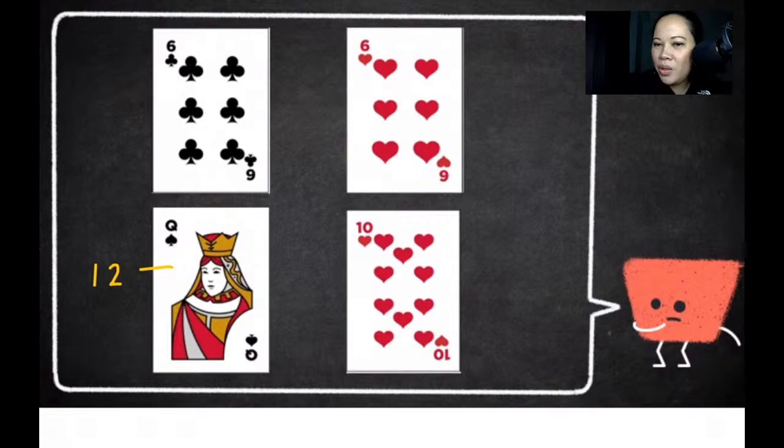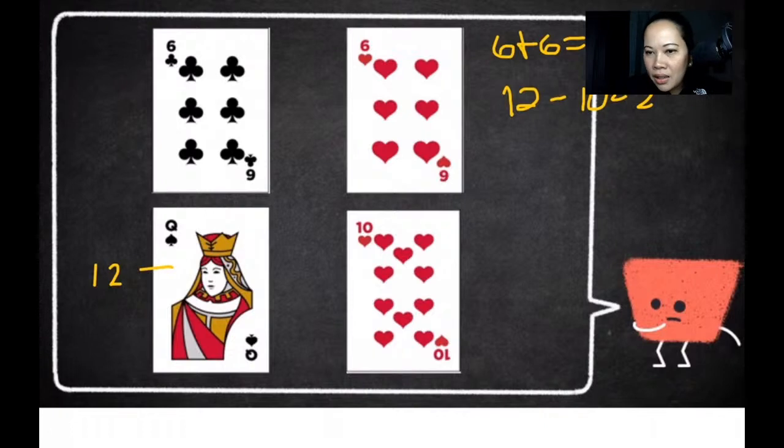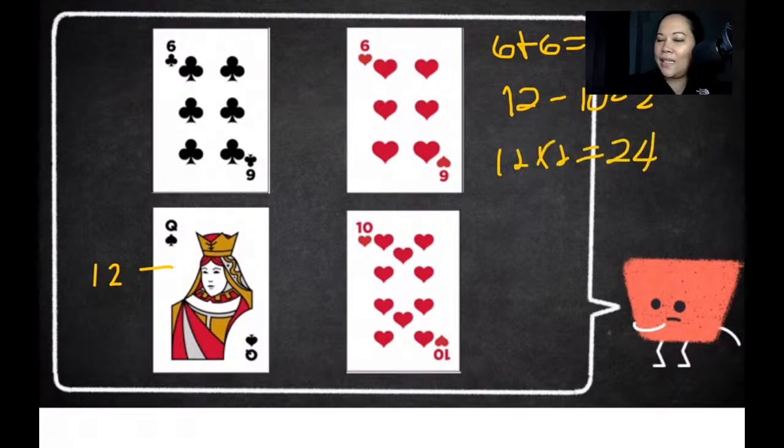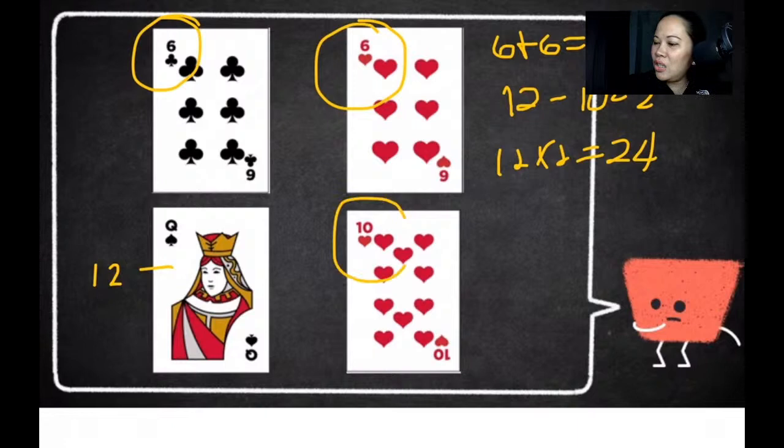Okay, Magnolas, 6 plus 6 is 12. 12 minus 10 is 2. 12 times 2 is 24. Yes, correct. 6 plus 6 is 12, 12 minus 10 is 2, 2 times 12 is 24. Well done, Magnolas. That is correct.